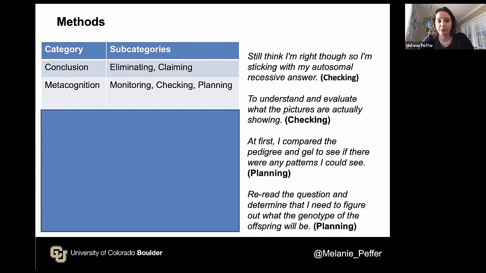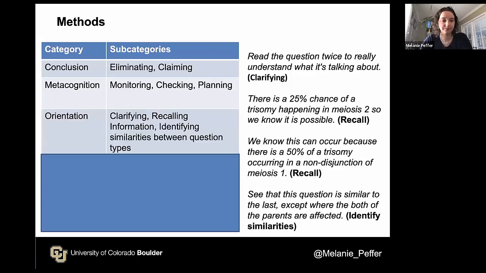The second category we looked at was metacognition, which included monitoring, checking, and planning. For example, the student is planning by saying they need to reread the question first, and they need to figure out what the genotype of the offspring is going to be, or they're going to say, I'm going to compare the pedigree to the gel to see if there's any patterns. Checking is a little bit hard to see out of context, but this person looked at some kind of data and said, you know what, I still think I'm right. I still think I'm on the right track here. Or I want to go back and look at these pictures again and see what they're actually showing.